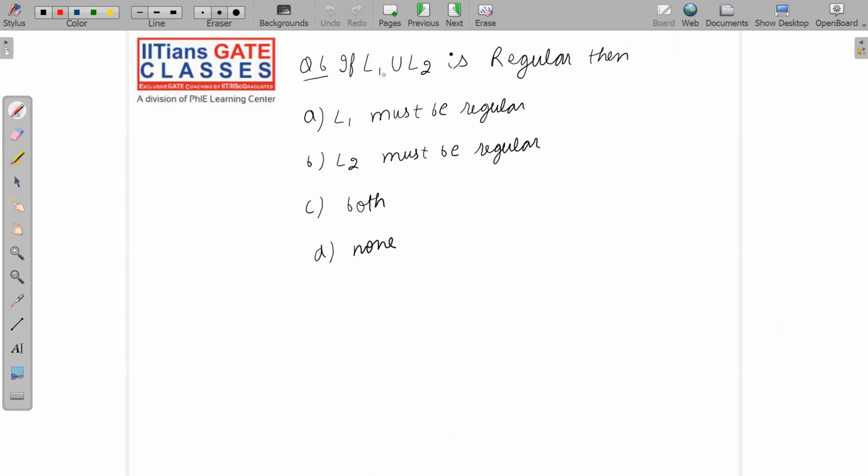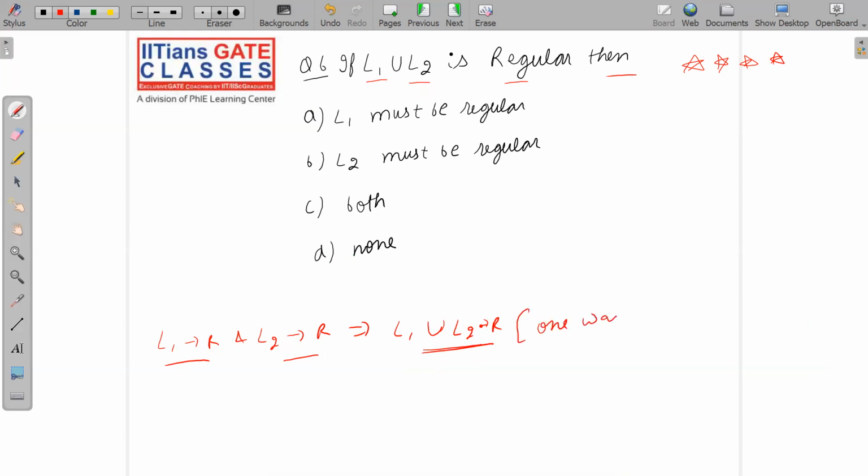Next question. If L1 union L2 is regular, then this is again a very, very important question. Just make a star on it. L1 union L2 is regular. See, I'm not saying L1 is regular. This is a different thing. Let L1 be regular and L2 be regular. Then you can obviously say L1 union L2 is regular. This is perfect. But if you take the converse, this is a one-way theorem. Please try to remember this.